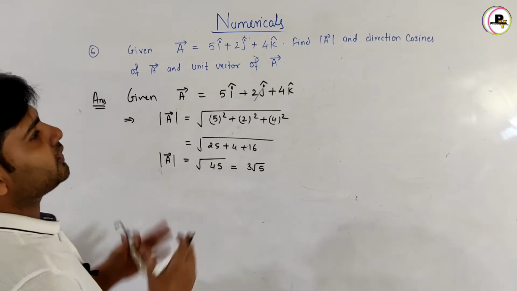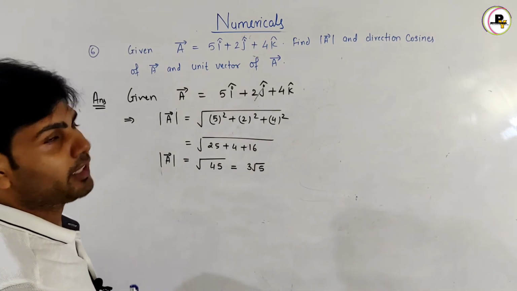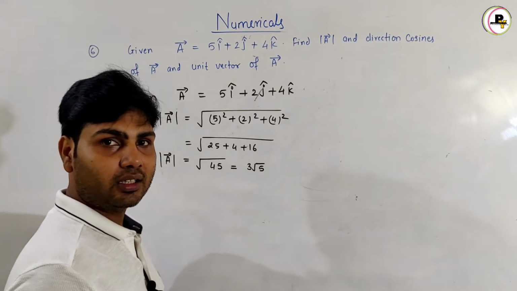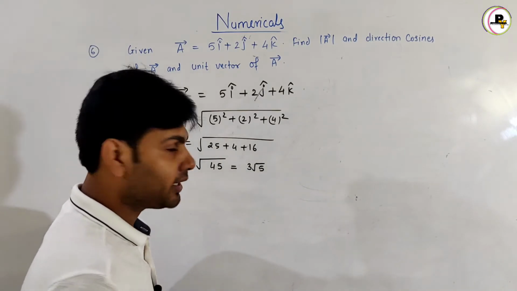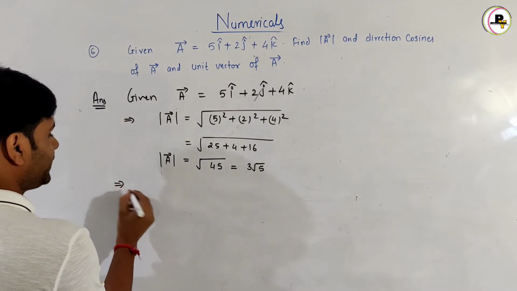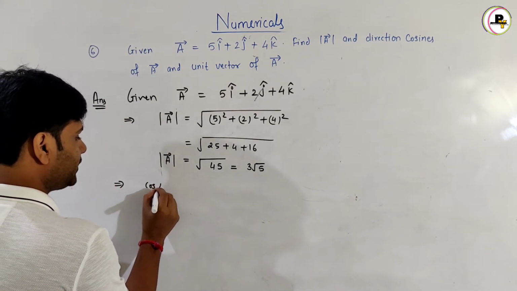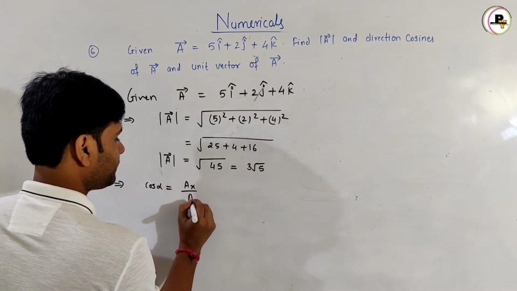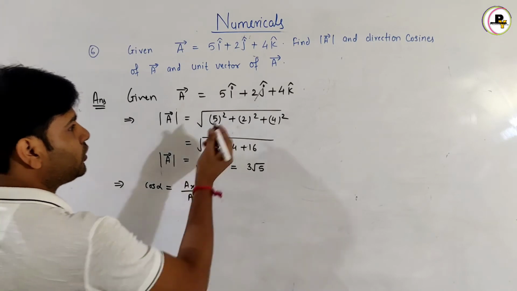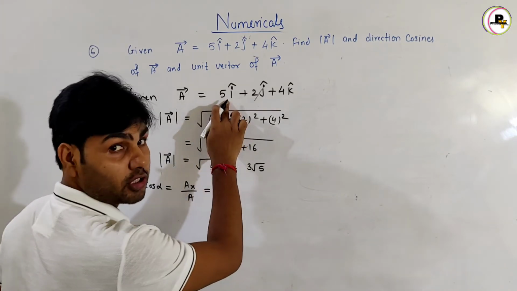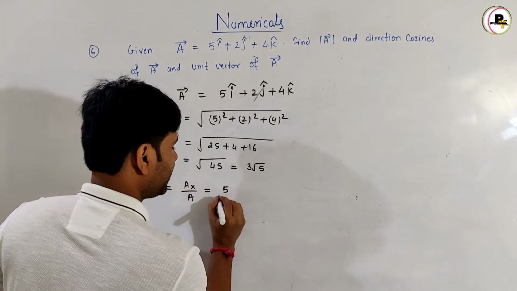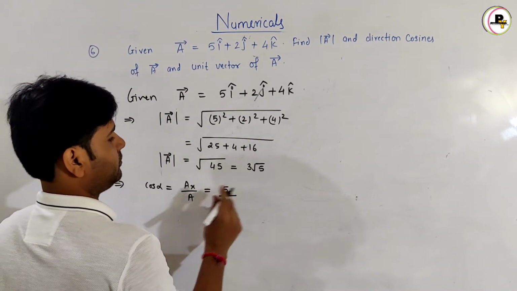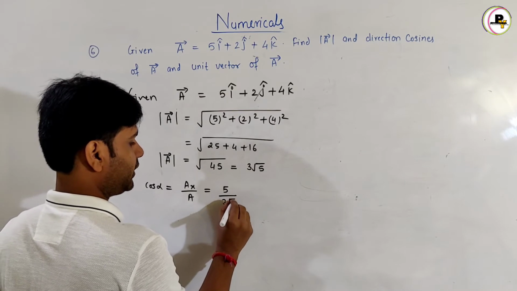So now what next do we have to find? We have to find direction cosines. As we know, direction cosines are cos alpha, cos beta and cos gamma. So let's find cos alpha. Cos alpha is ax upon a, and therefore it is equal to ax, which is the coefficient of i cap, that is 5, and a can be written as 3 root 5, so it is 3 root 5.